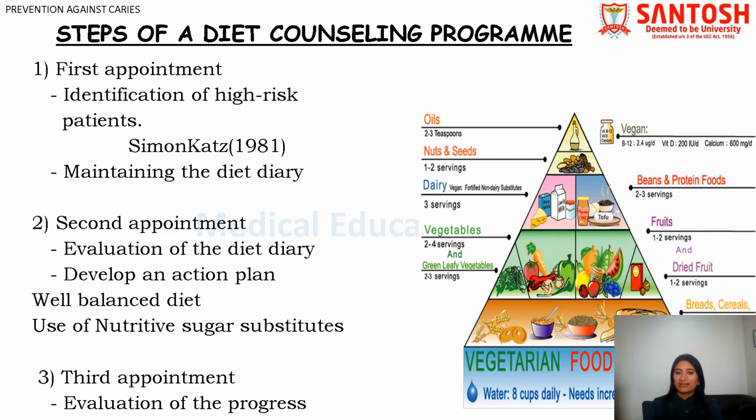The steps of a diet counseling program. In the first appointment, we are supposed to identify the high risk patients and we ask the patient to maintain a 7-day diet diary. In the second appointment, we evaluate the diet diary and we develop an action plan in which we provide the patient with a well balanced diet guide, and we advise use of nutritive sugar substitutes. In the third appointment, we evaluate the progress.